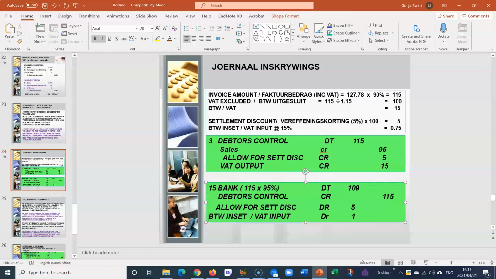So if I'm going to take the 109 plus the 5 plus the 1, I'm actually back at 115 Rand. There. Just put it last. Right, so there it is. 109 plus 6 is 115, so this whole thing balances out.